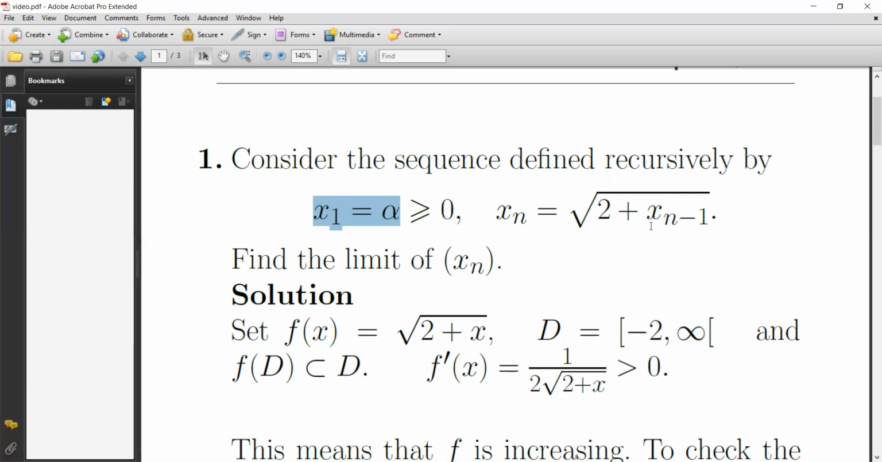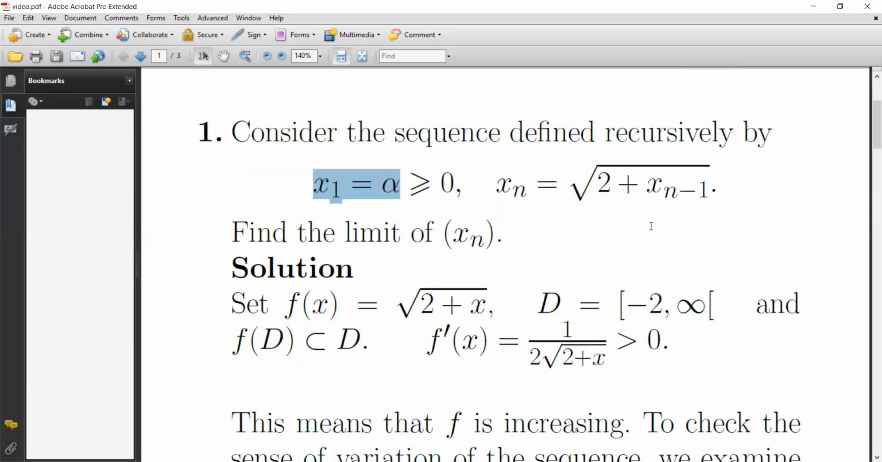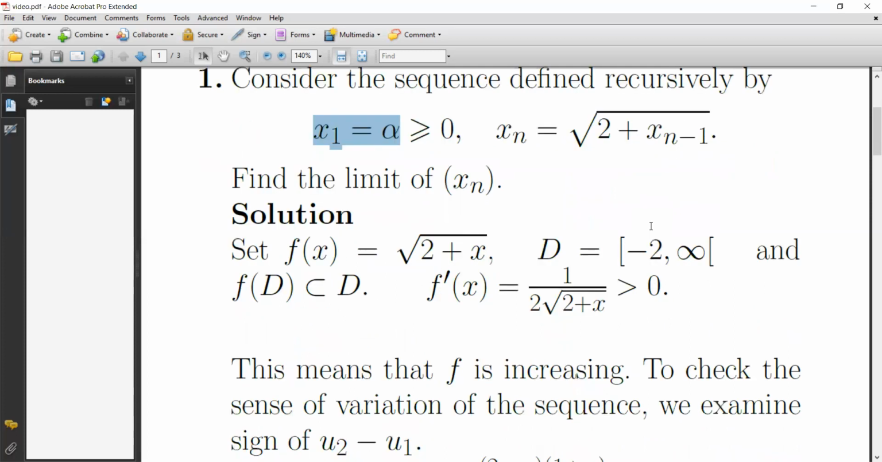This sequence, is it convergent or not? If it is convergent, we will show that it has a limit and we will calculate it. To give a solution, there are many ways. For example, this one: we set f of x equal to the square root of 2 plus x.